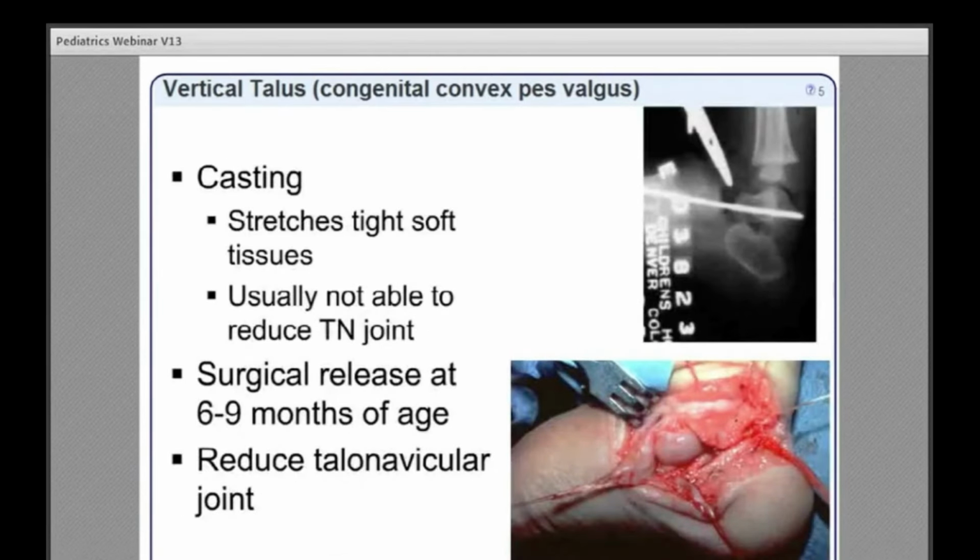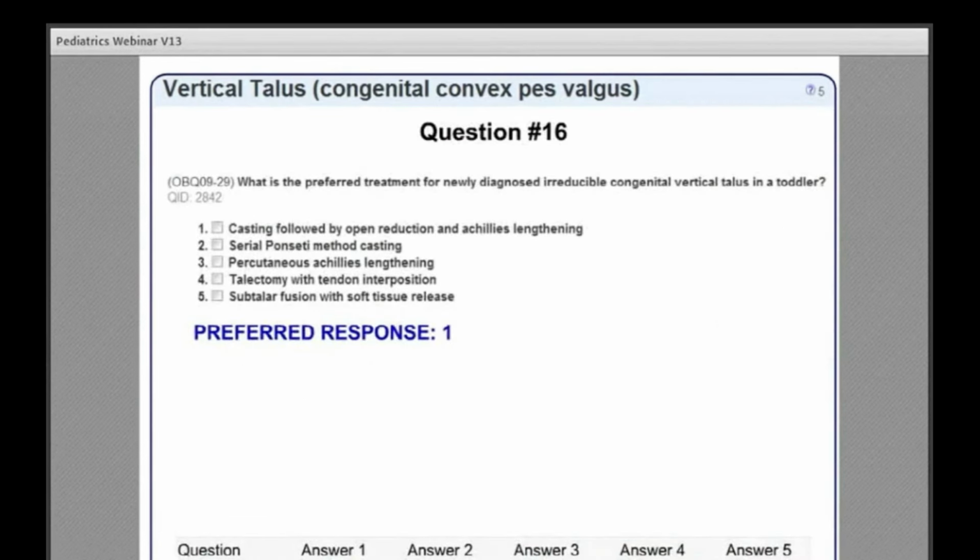Casting is used to stretch the tight soft tissues, but usually not able to completely reduce the talonavicular joint, and a surgical release is usually necessary at or about 6 to 9 months of age. So back to the question. What they're really asking is, what do you need to do to treat congenital vertical talus, and specifically, what different things do you need to do than you would do with a typical idiopathic clubfoot?